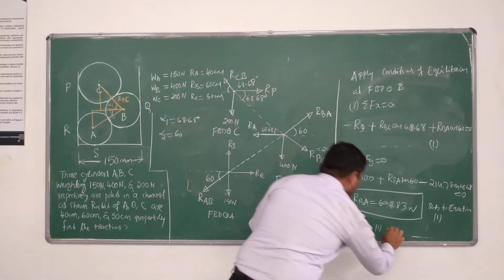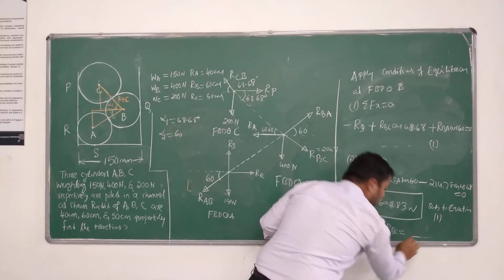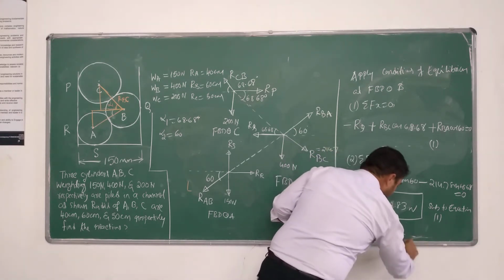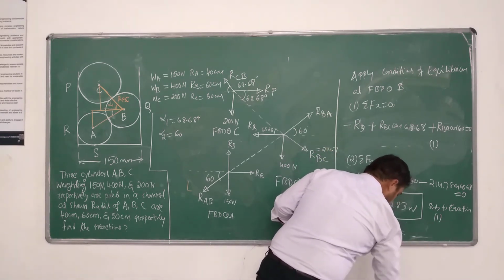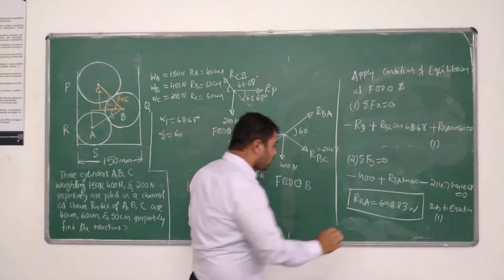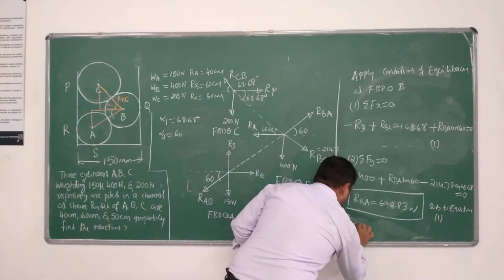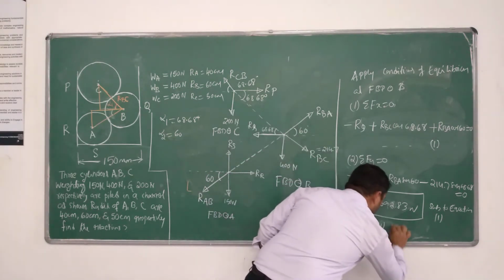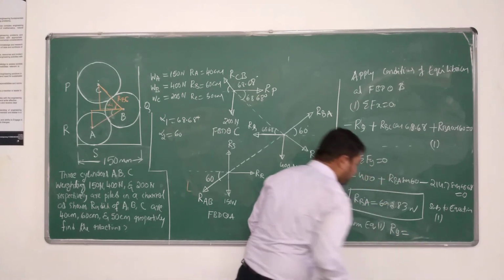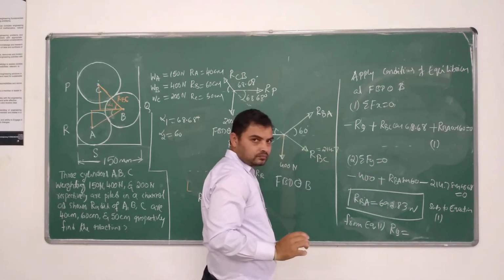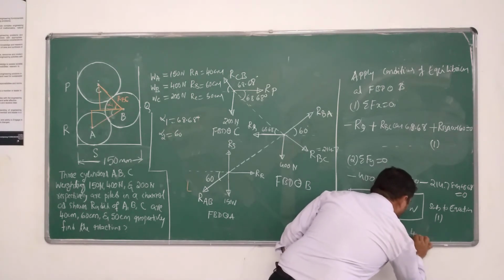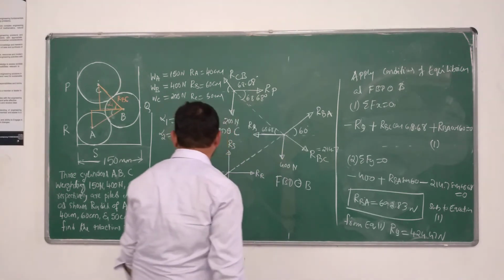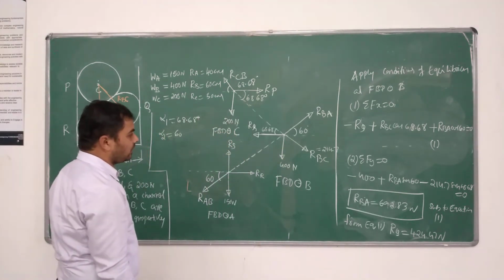From equation number 1, the value of RBC is 214.7 Newton. Now from equation number 1 we can calculate the value of RQ. RQ is equal to 424.47 Newton. You can just note down the reactions whatever we have calculated.